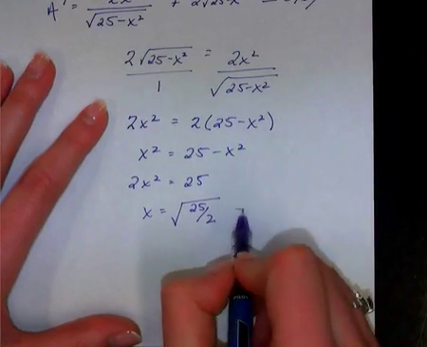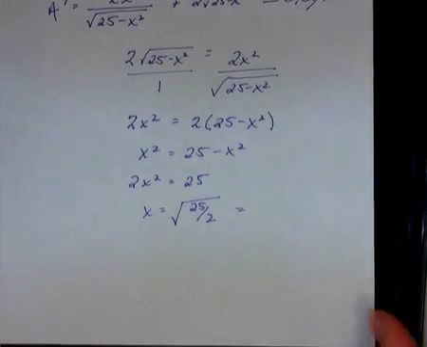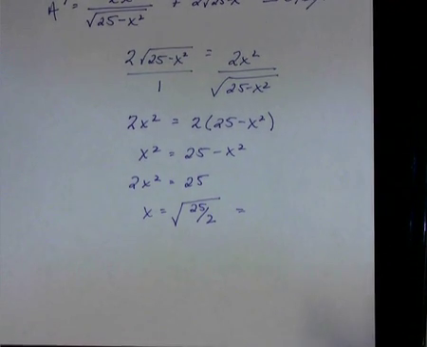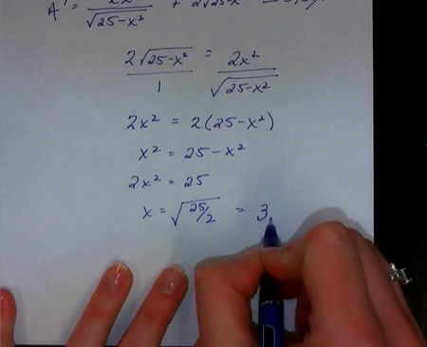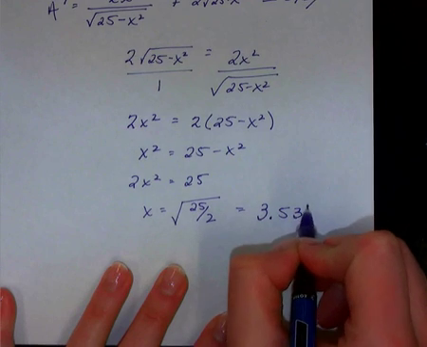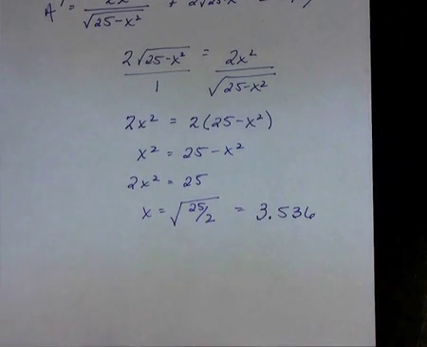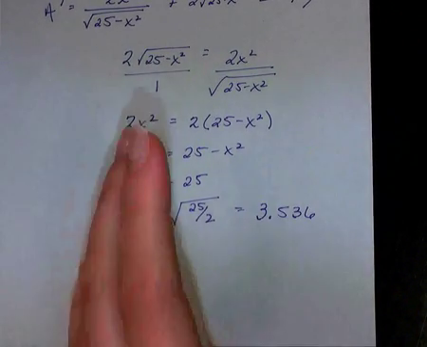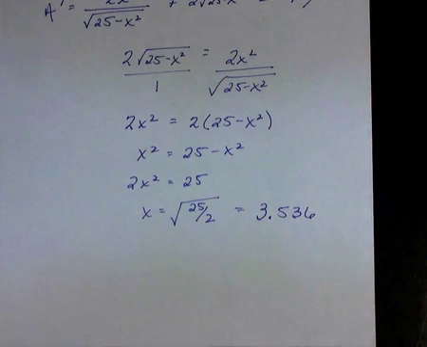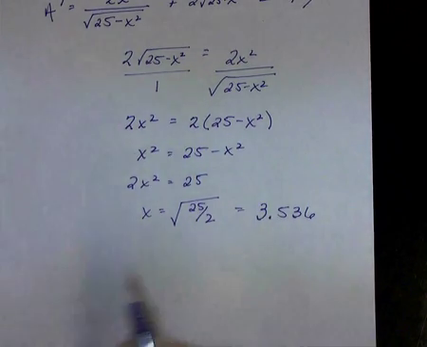Now if I just throw this on my calculator, let's see here. The square root of 25 divided by 2 is equal to 3.536, because we want 3 decimal places, AP rules. So now, I am hoping that that is the maximum for this problem. If x is 3.536, then I will maximize the area of the rectangle that's bounded by the semicircle and the x-axis.